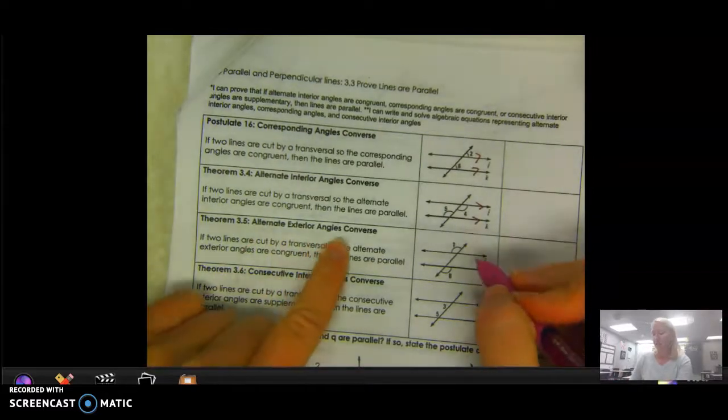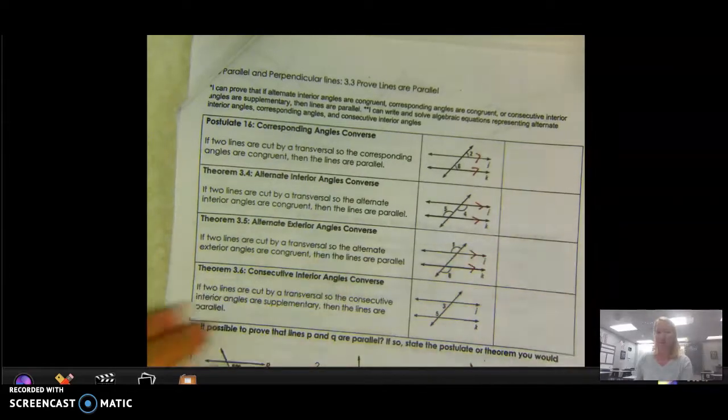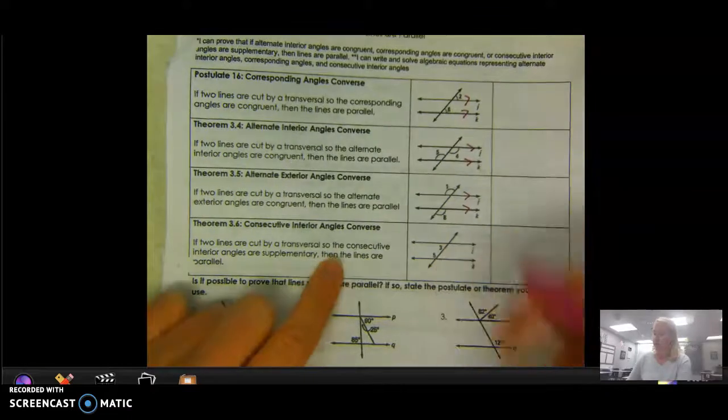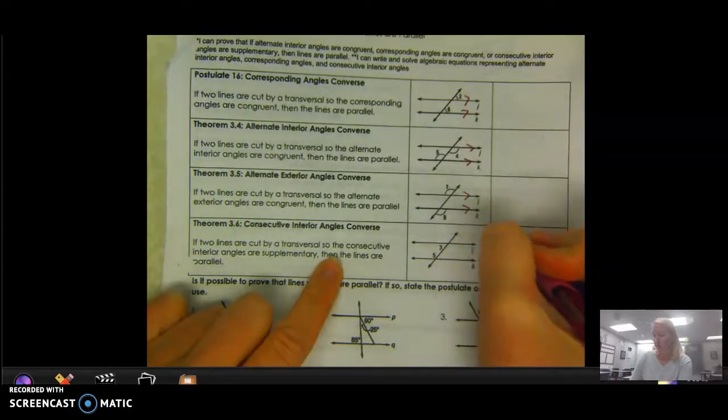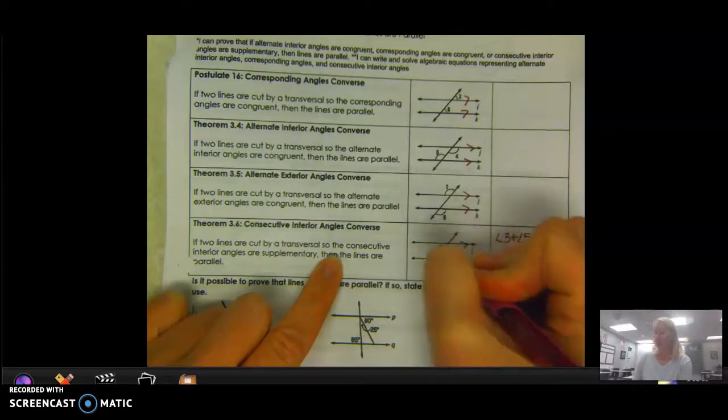Now I'm telling you these two angles are congruent, therefore those two lines are parallel. Alternate exterior angles converse, same thing. If I tell you that these two alternate exterior angles are congruent, that means that the two lines are parallel. And if I tell you that angle 3 plus angle 5, consecutive interior angles, add up to 180, then that means that these two lines are parallel.